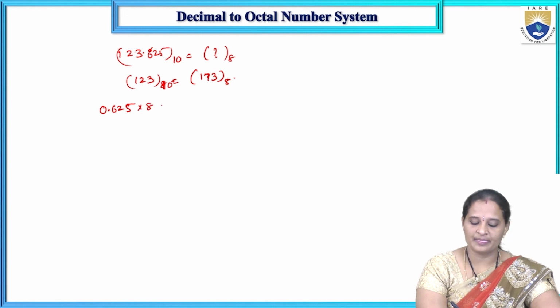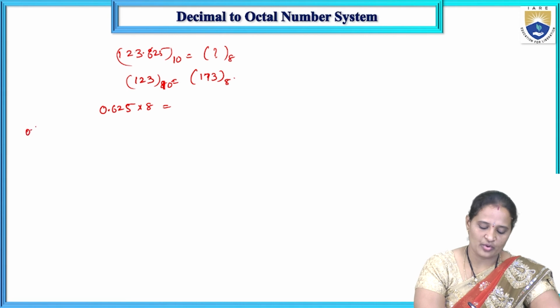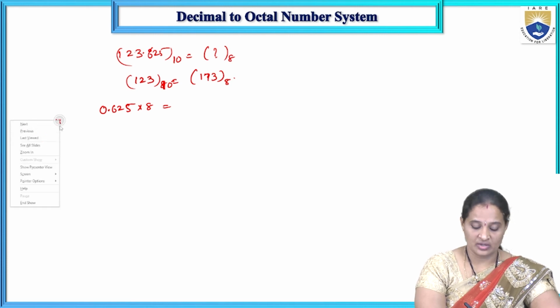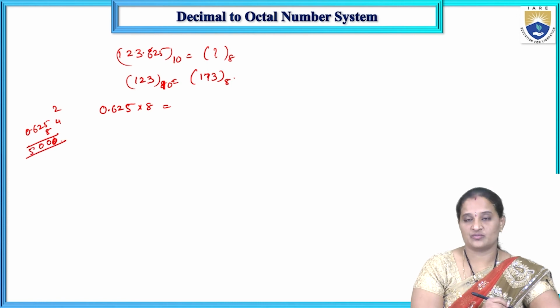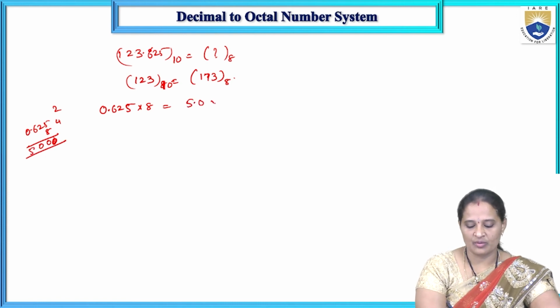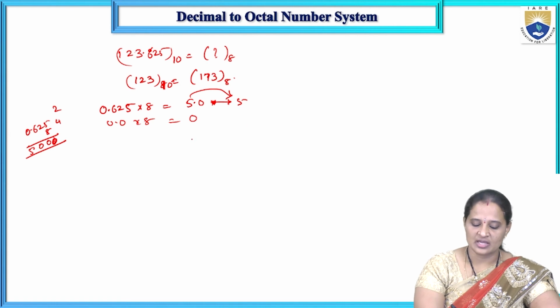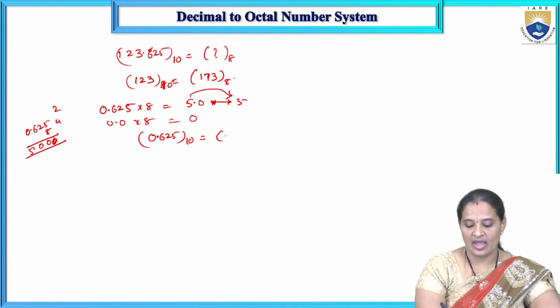Successive multiplication by 8. So successively 0.625 into 8. 8 5s are 40. 8 2s are 16. 16 plus 4, 20. So it is 2. 8 6s are 48 plus 2, that is 50. Okay. So this one is 5.0. 5 you take it out. So 0.0 you will get. It is 0. So that means here 0.625 can be converted into octal as 0.5 in octal.